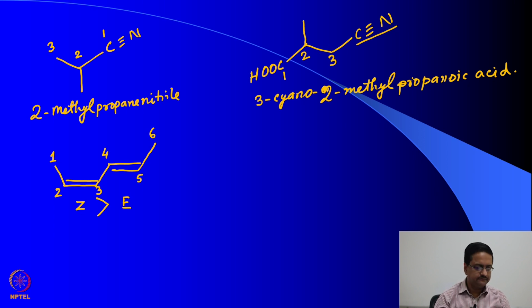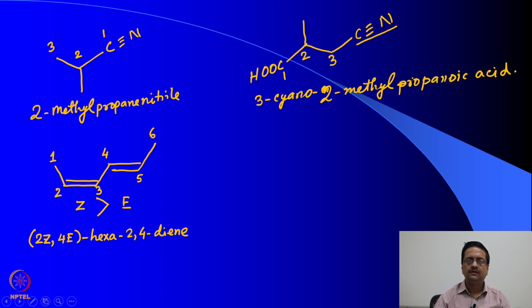So, what should be the name? The name of the molecule should be, first we should identify the stereochemistry about the double bond. So, it is 2Z 4E hexa 2,4 diene. So, here what we learnt is that the Z being higher priority, the numbering starts from the side where Z comes first.